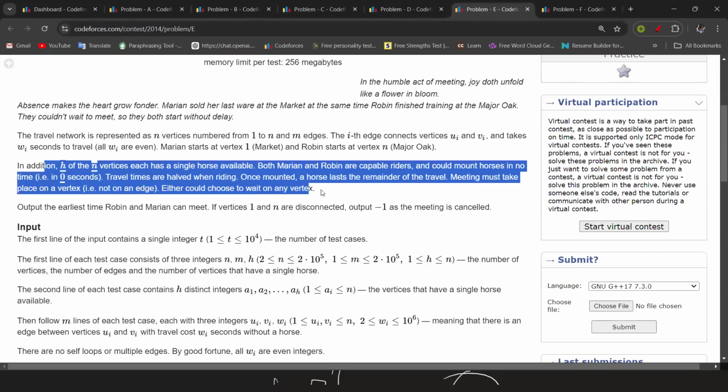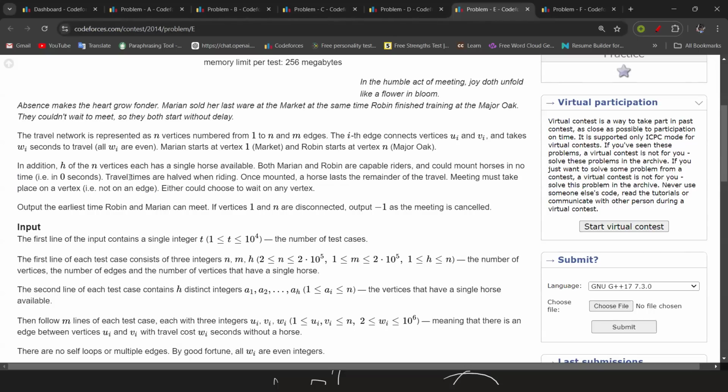So what do these lines mean is that there are n vertices in the graph, and some of those n vertices have a single horse available. Now, Marian is starting at vertex 1, Robin is starting at vertex n. They would move towards each other. So basically they need to meet at some node, some vertex.